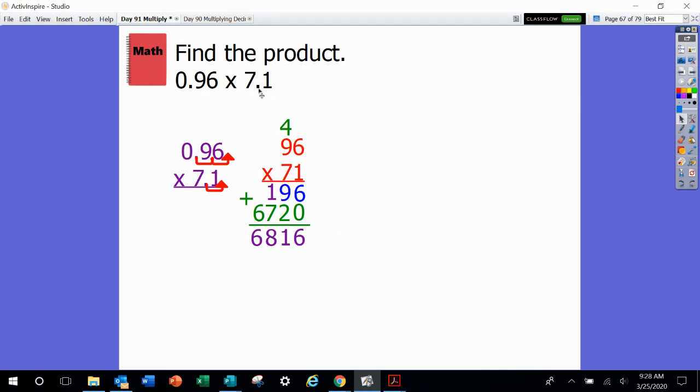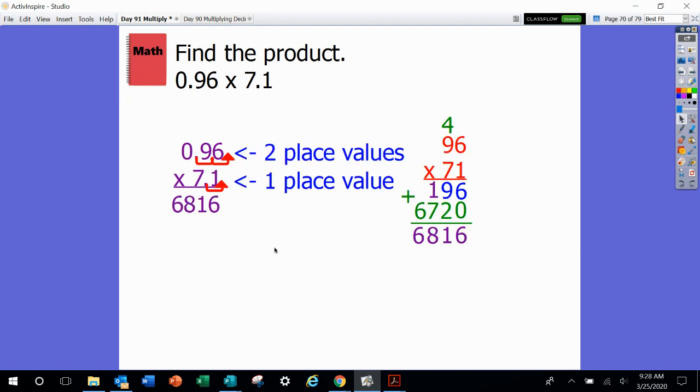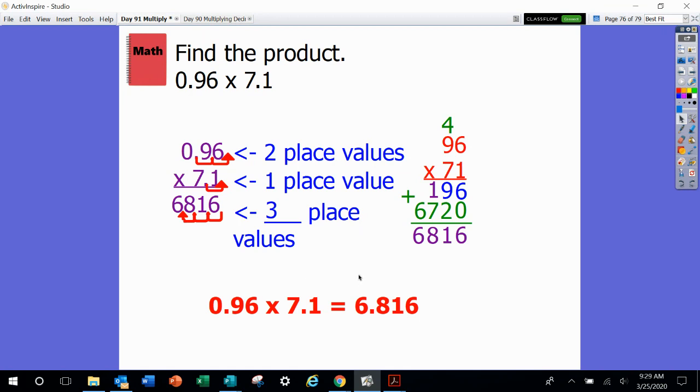So I'm going to make sure I account for those decimal points. So I had 1, 2, 3 total numbers behind the decimal point. Again, 2 place values and 1 place value. So now I'm going to have 3 total numbers behind the decimal point in my product or answer. 6 and 816 thousandths is our answer to this problem. This is our product. Okay?